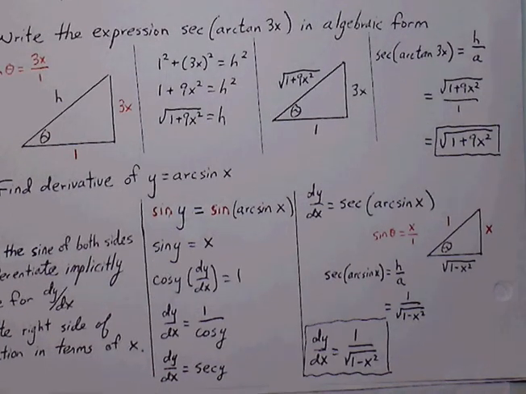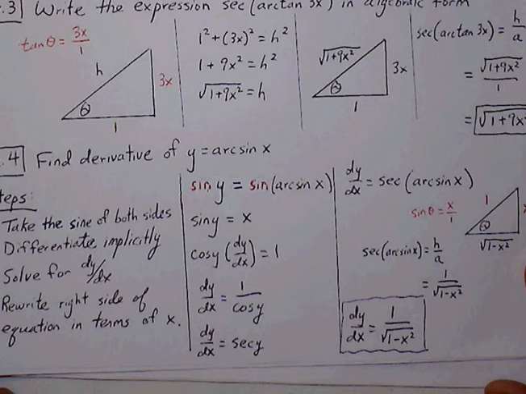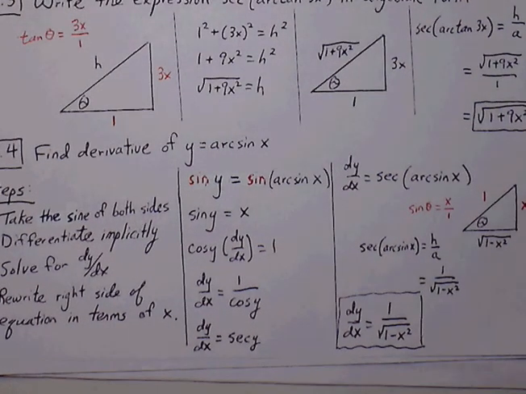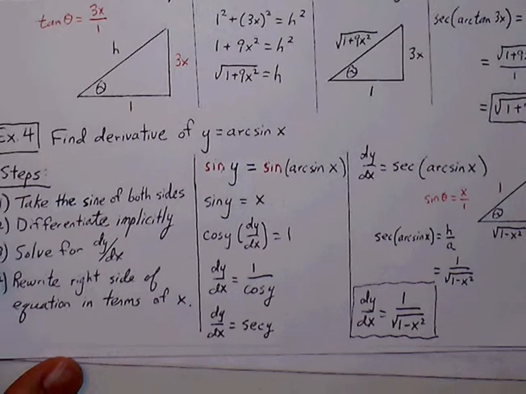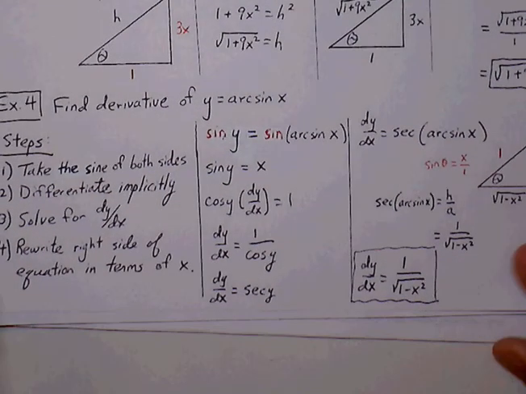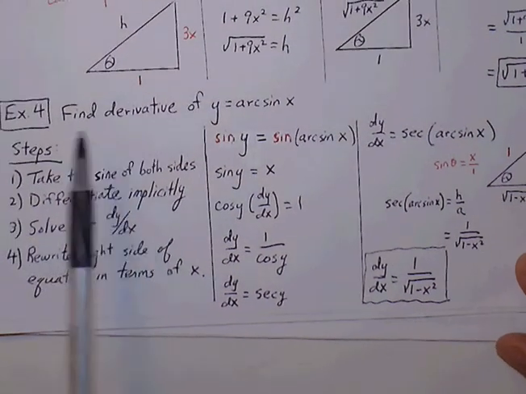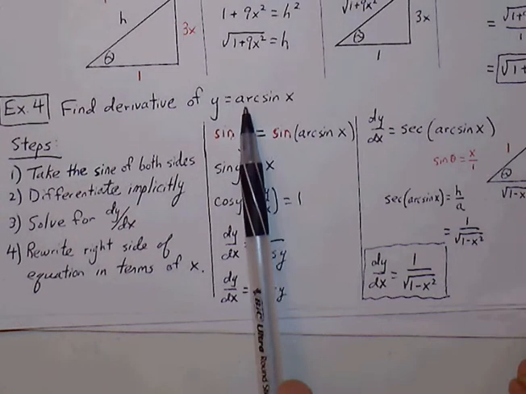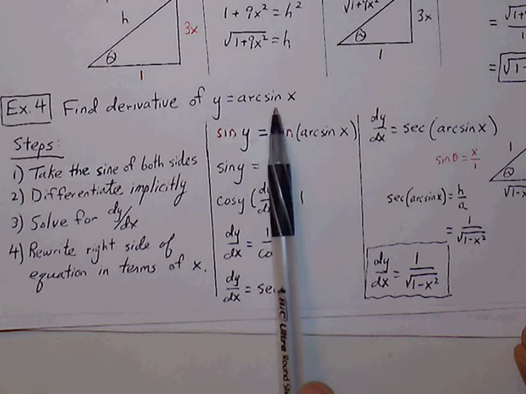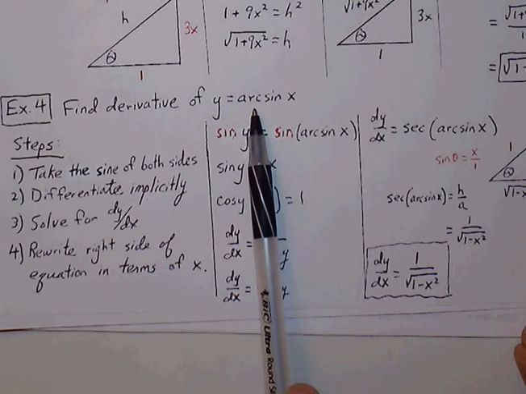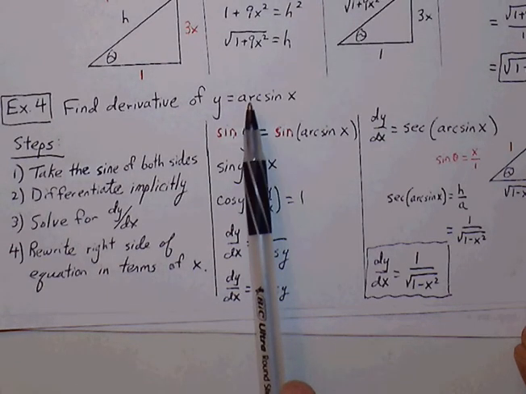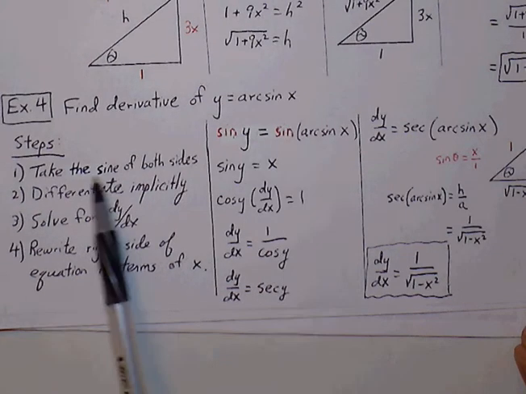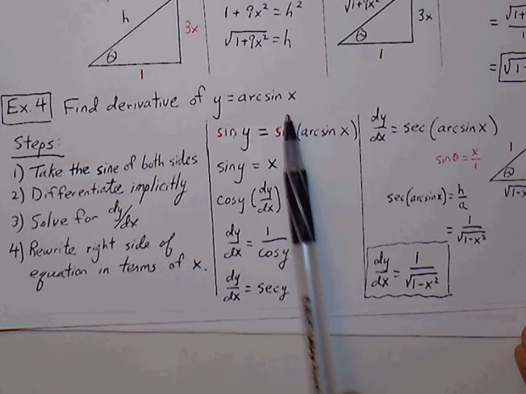Okay, example 4, find the derivative of y is equal to arcsine of x. So there's two methods. I'll show you the first method, which is simply using implicit differentiation. So here are the steps. Based off of what the equation is, we want to take the inverse of both sides. So here, y is equal to arcsine of x, so we're going to take the sine of both sides to cancel out the right side.